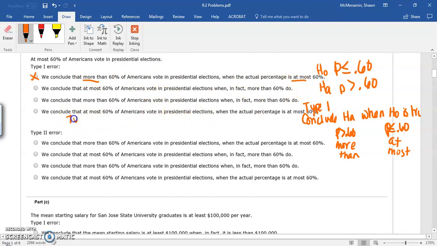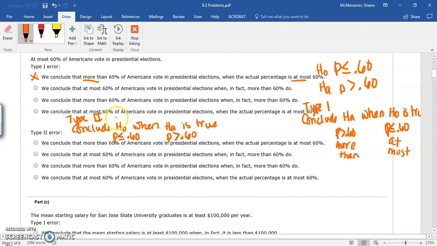A type 2 error is when you conclude H naught when HA is true. When you conclude H naught, you're failing to reject H naught, and if HA is true, that means H naught is false. So you're failing to reject the null when the null is false. So you're concluding H naught, P is less than or equal to 0.60, when P is actually greater than 0.60.